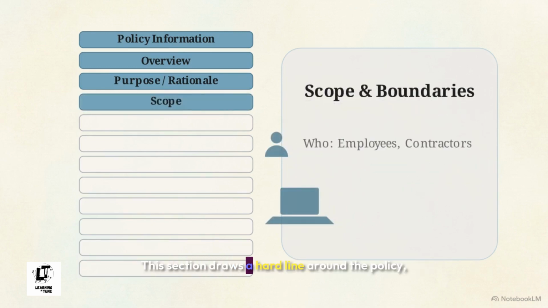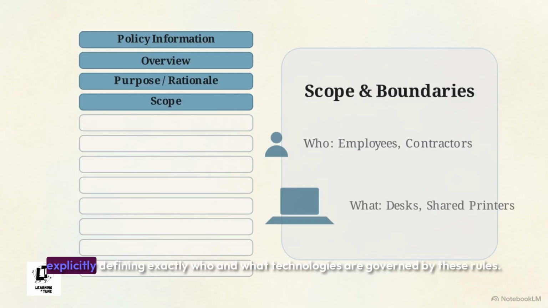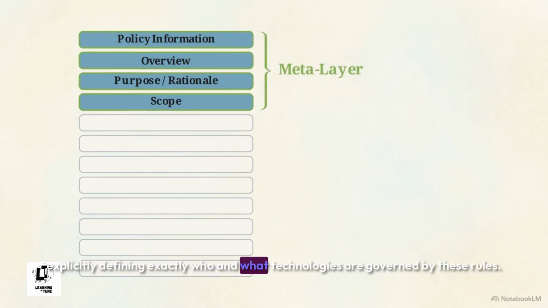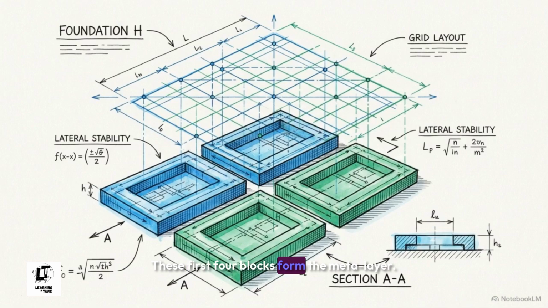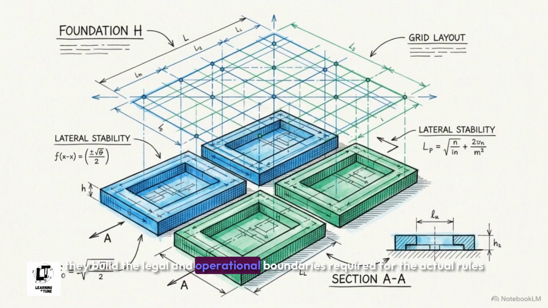This section draws a hard line around the policy, explicitly defining exactly who and what technologies are governed by these rules. These first 4 blocks form the meta layer. They do not dictate any specific behavior yet. Instead, they build the legal and operational boundaries required for the actual rules to function.